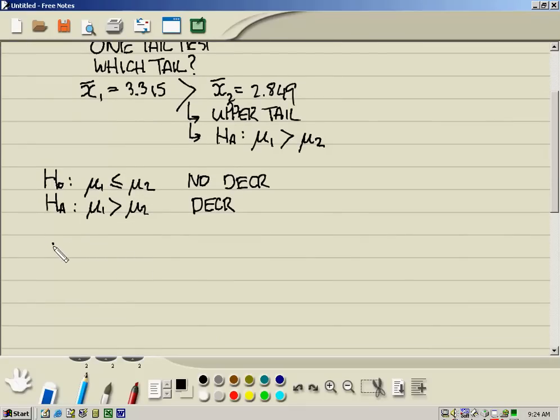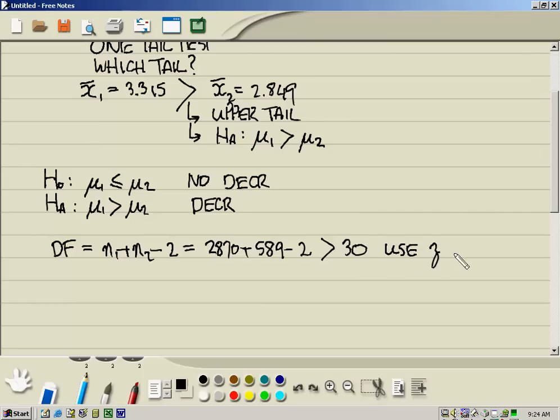As with all averages problems, from now on out, we check the degrees of freedom to find out if it's a large or small sample, and if it's small, what degrees of freedom we need to use. In this case, both sample sizes are extremely large, so there's no question about the fact that the degrees of freedom are greater than 30. So we're going to use the Z to approximate this and do the large sample test.